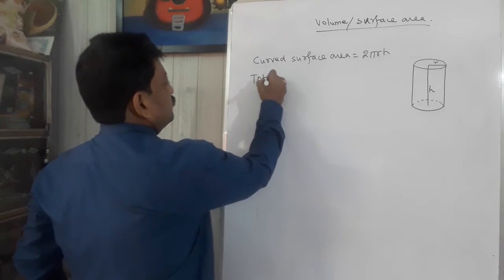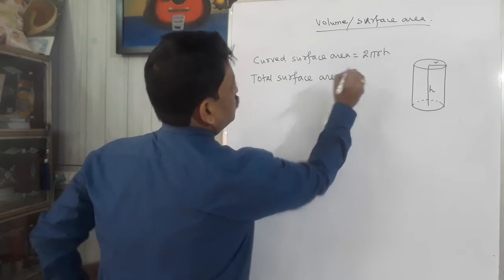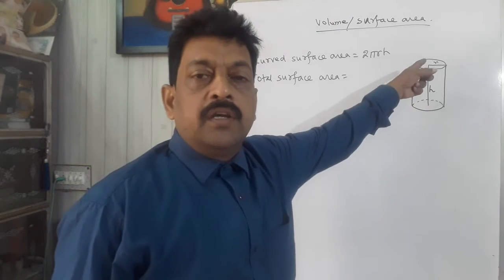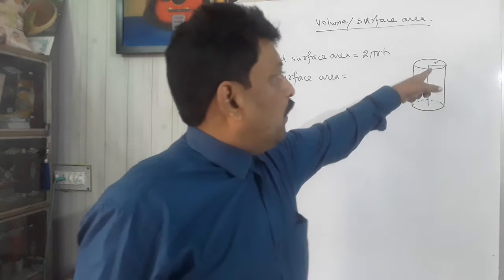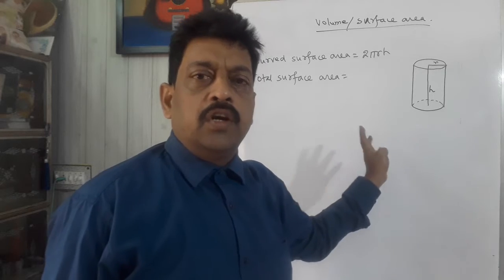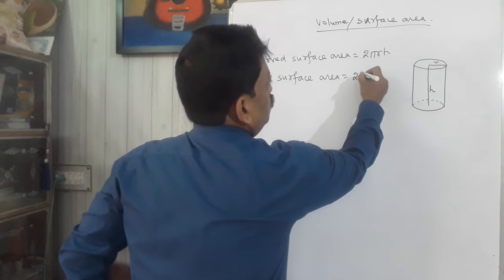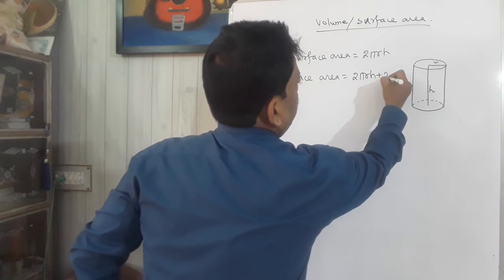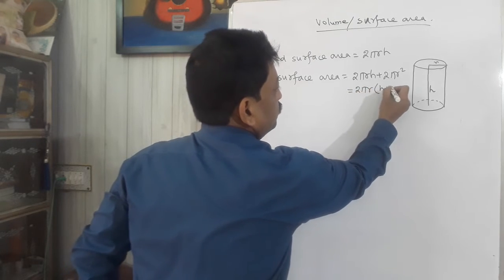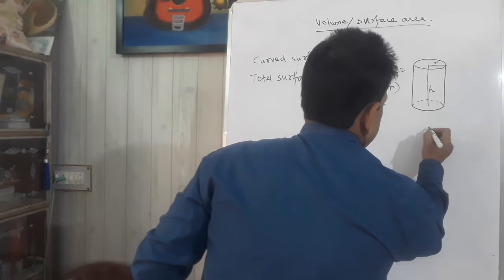Total surface area equals, see, total surface area means the curved surface area plus the area of two circular ends on the top and on the bottom. On both sides there is a circle, so area of each circle, you know, is pi r square. So there are two circles, so it is 2 pi RH plus 2 pi r square. If we take 2 pi r common, it will be h plus r. Understood?